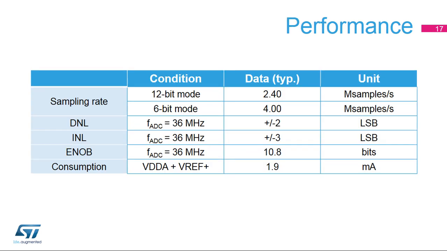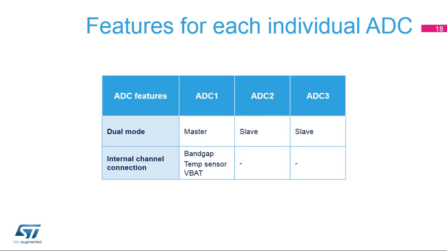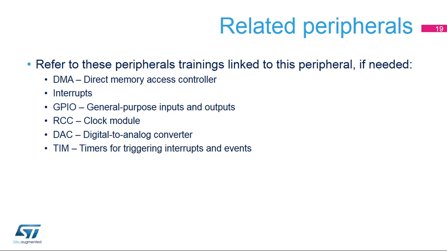The following table shows performance parameters for the ADC. The STM32F7 embeds 3 ADCs. ADC1, ADC2, and ADC3 can be configured to work together in dual or triple mode, so that each analog-to-digital conversion can be synchronized between the 2 or 3 modules. These peripherals may need to be specifically configured for correct use with the ADCs. Please refer to the corresponding peripheral training modules for more information.